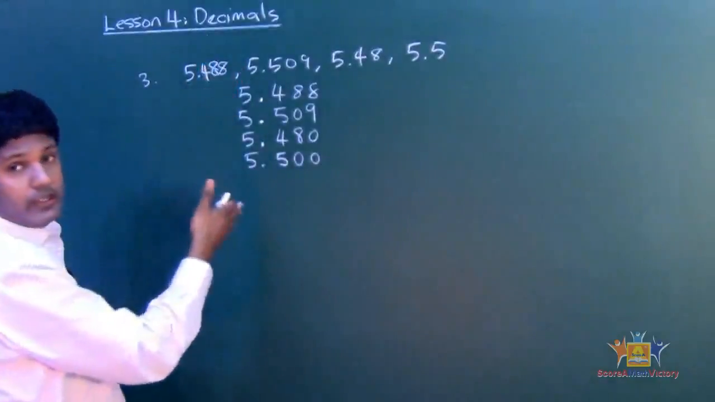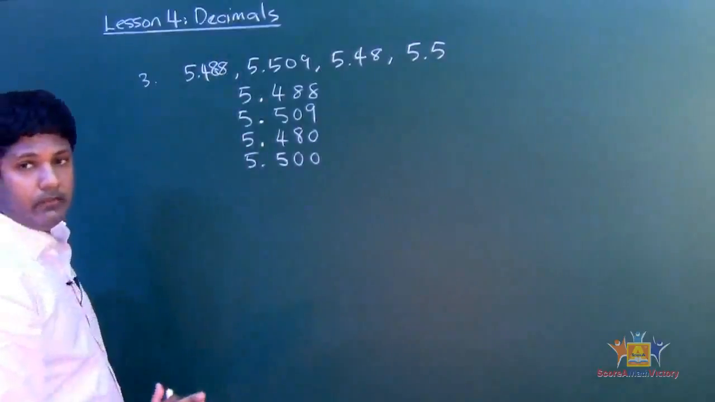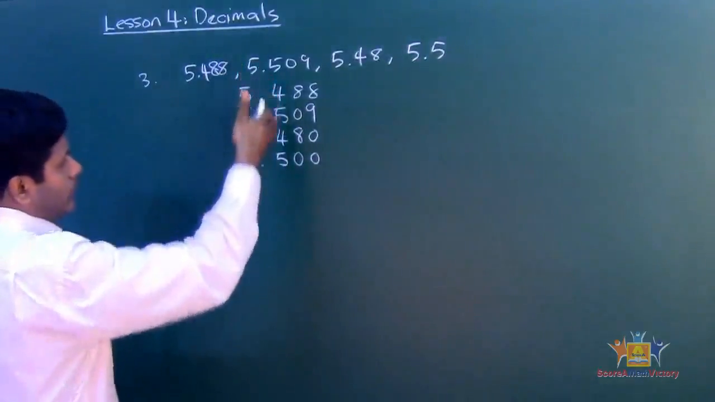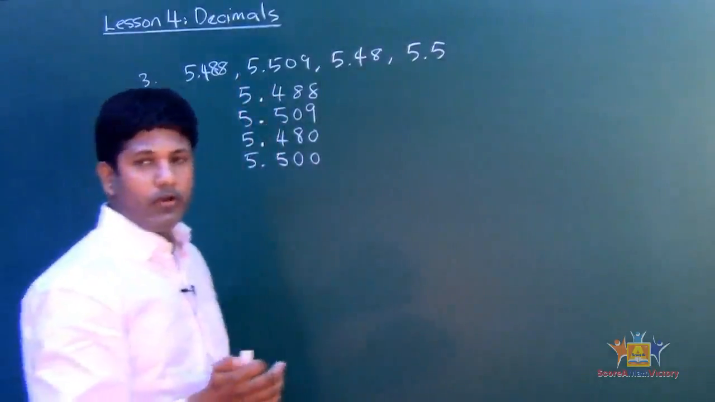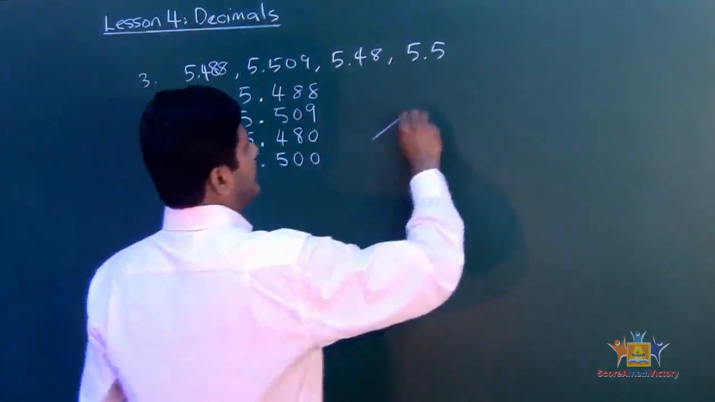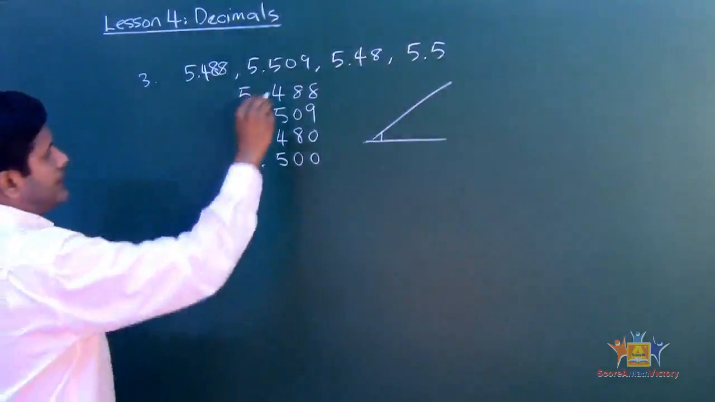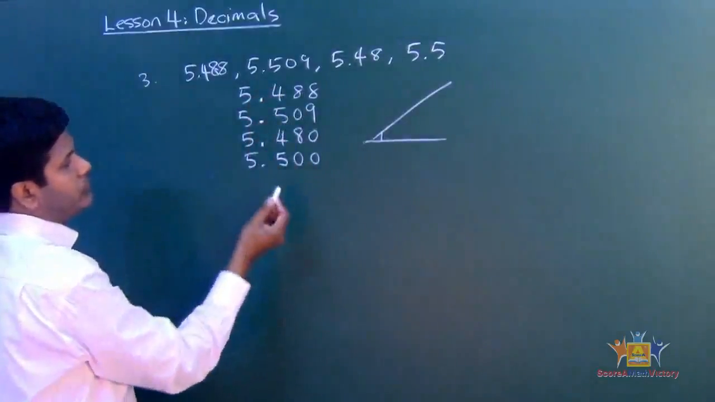The first row, which is the whole numbers, all have 5, so we cannot decide yet. Now we go to the next digit after the decimal. Look at that: 4, 5, 4, 5. What arrangement are we going to make? We're going to do the increasing, so we start with the smallest. That means these two are smallest. So we're going to start with these two first and compare which one is smaller.